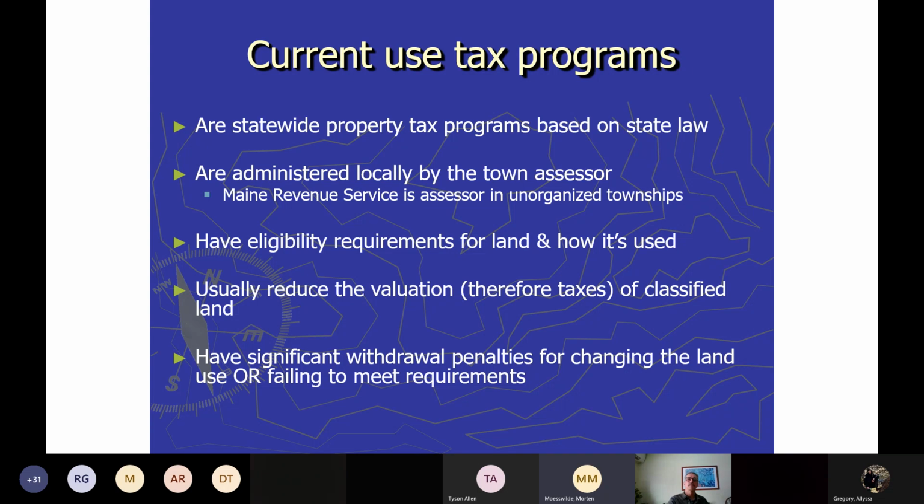As a result, or in exchange, I guess, for the reduction in the valuation, the programs all have significant withdrawal penalties for having the land change its use, or otherwise failing to meet any of the requirements that are laid out for that particular program. So it's important for landowners to understand that the valuation, the taxes that you pay on enrolled land, is typically lower, and therefore that's a benefit, but you have to balance that out with understanding that there are requirements, and if you fail to meet those requirements, or if you change your mind about the use of the land, there will be withdrawal penalties associated with that, and they can be quite significant.